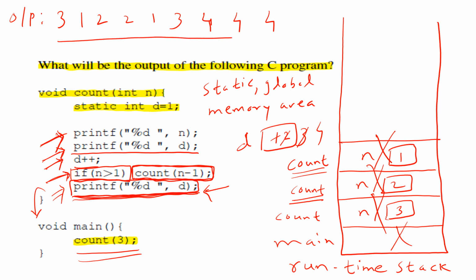So output of this program happens to be 3122134444. So that would be the output. I hope you have understood this. Thank you.